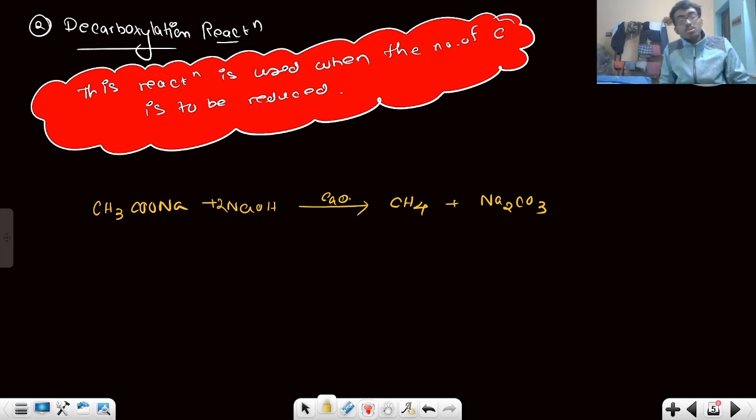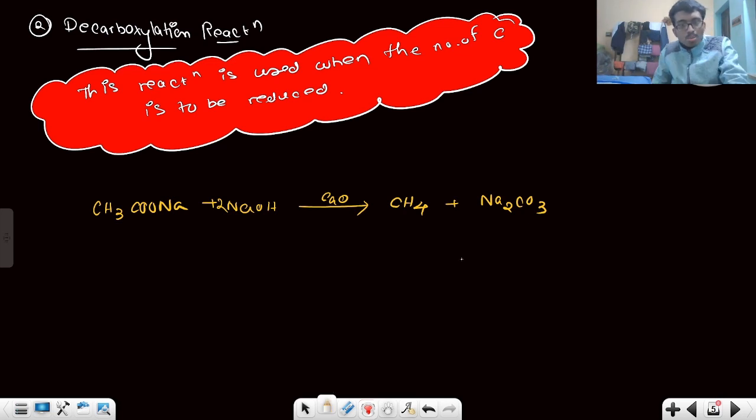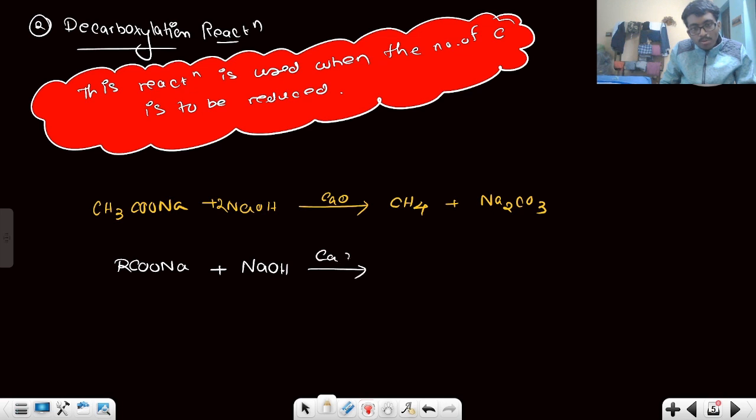This is called decarboxylation. That means you have to lower the number of carbons. So what is the basic funda of the reaction? The basic funda is that you have to write RCOONa plus NaOH in the presence of CaO to give RH plus Na2CO3. Clear? This is the basic funda.